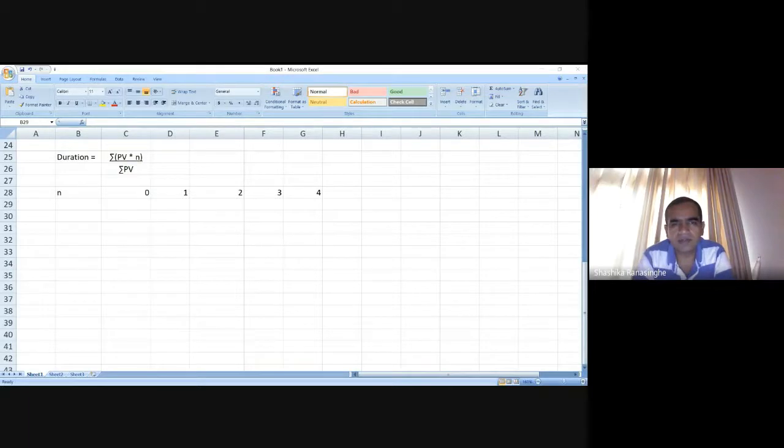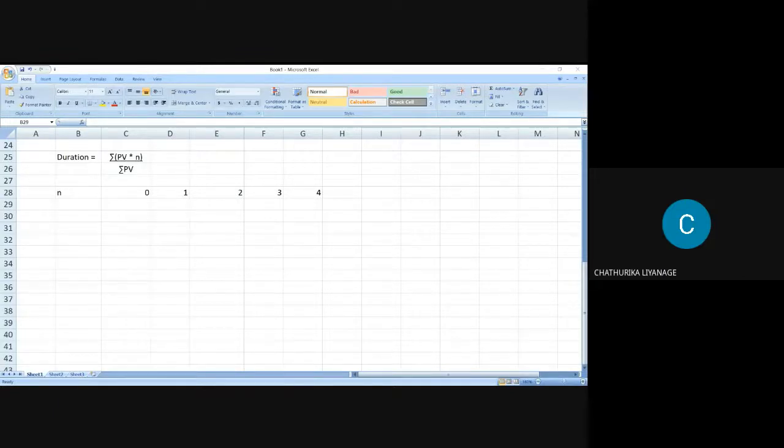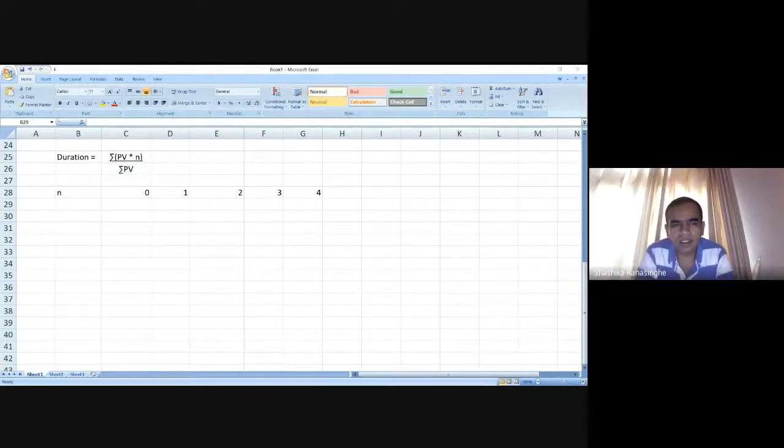That means the price equals the face value, right? So if the price of this bond is the face value, how much is the yield? When the price of the bond is equal to face value, how much is the yield? Ten. Yes, yield is also 10, right? Remember? When the face value is equal to price, yield is equal to coupon.